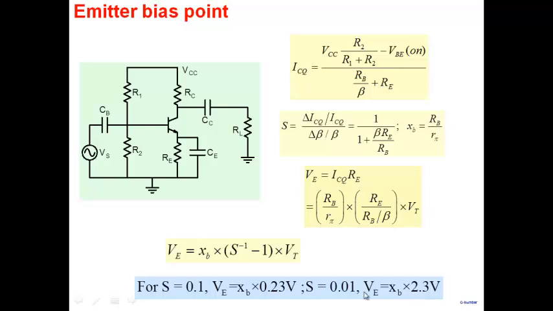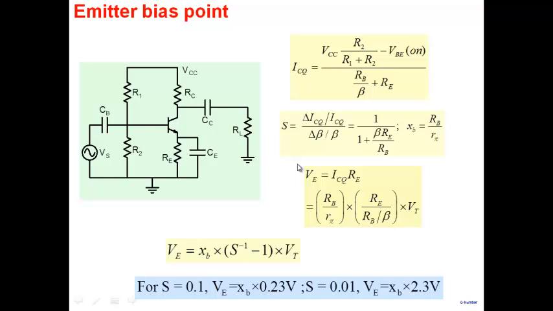But you may get this kind of stability, 0.01, if you compromise here. You make RB equal to R pi. You decide to do that. RB equal to R pi, then XB is 1, and VE equals 2.3, which you may still manage. So you get a very, very stable amplifier. S is equal to 0.01, very stable against beta and other things, but you'll have to make RB equal to R pi. So that may have consequences with respect to input resistance here.